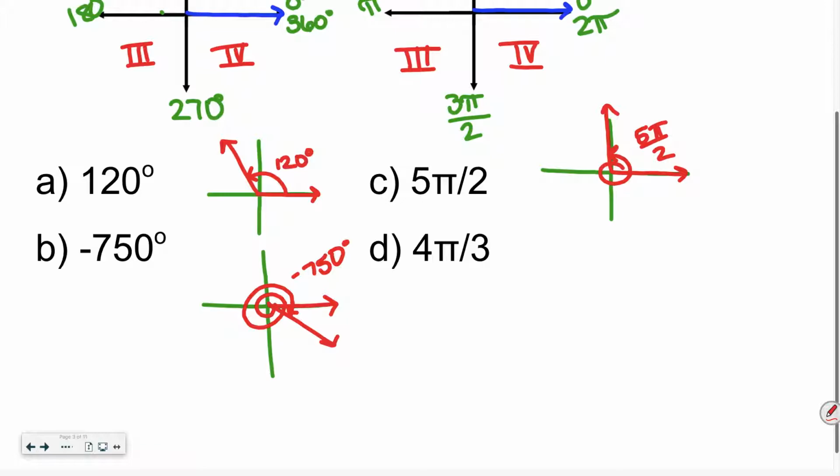Now, if I were to plot the angle pi over 2, would my terminal side be in the same place? Yes or no? If I plotted the angle pi over 2, would my red arrows be in the same place? They would. We're going to talk about what that means here in a little bit. Okay?